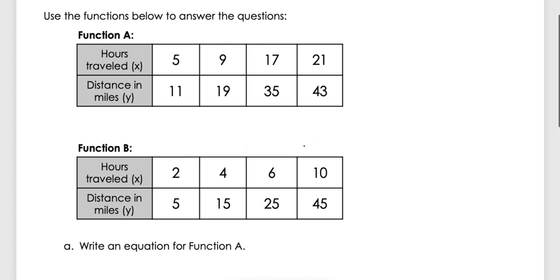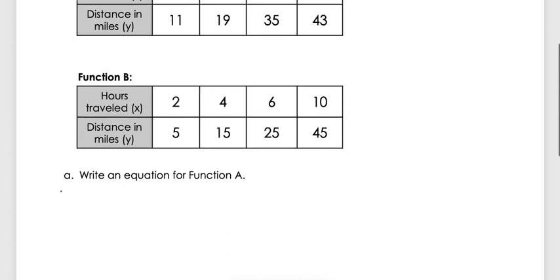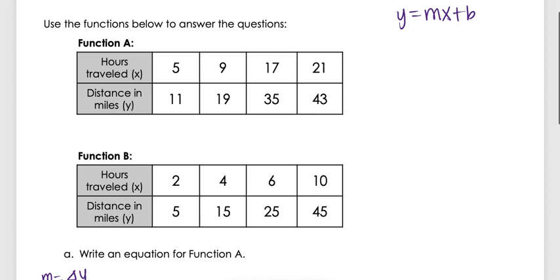So when I'm writing an equation, remember I need y equals mx plus b. So I first need to figure out what my slope is, and then I need to figure out what my y-intercept is. So I'm going to first find my slope. And so if you recall, my slope, that is just my change in y over my change in x. So I'm going to look and see how y changes first, and that is this bottom part.